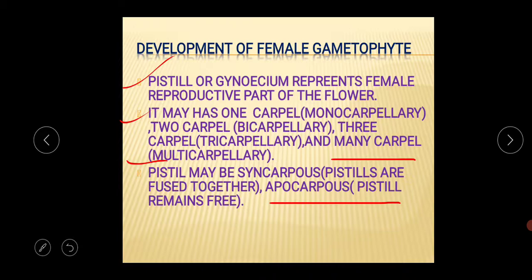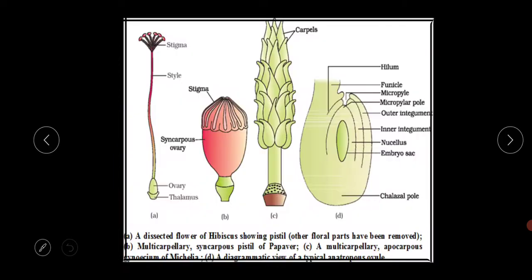Okay, and after that the pistil may be syncarpous. What is the meaning of syncarpous? The pistils are fused together. And what is the meaning of apocarpous? The pistils remain free. So this is the basic overview of the female gametophyte.